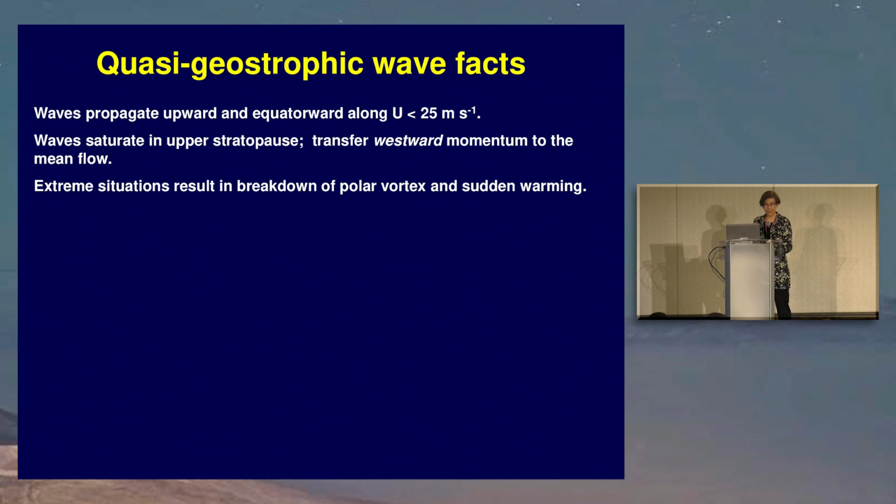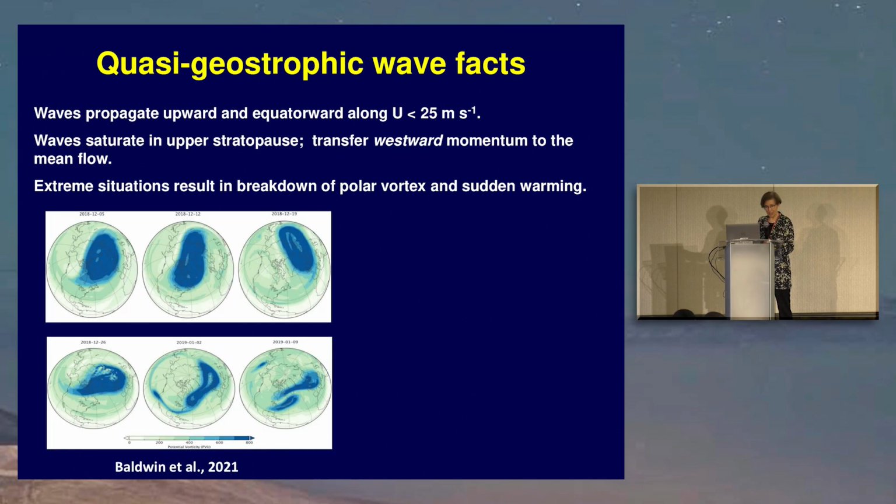These waves do propagate upward to a degree. They can propagate only in rather special circumstances, which tends to keep them pretty much confined, which means that they can't generally propagate much above the stratosphere. And the waves that do get into the stratosphere tend to be quite strong, which means that they tend to saturate and break. And when they do, they transfer westward momentum to the mean flow. So keeping these two important facts in mind, this helps to comprehend better the phenomenon of polar vortex breakdown, often accompanied by sudden stratospheric warming.